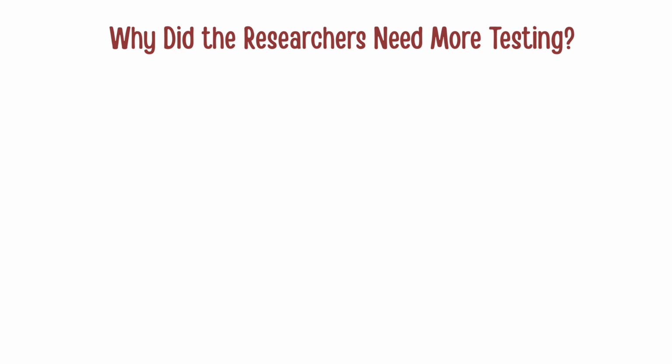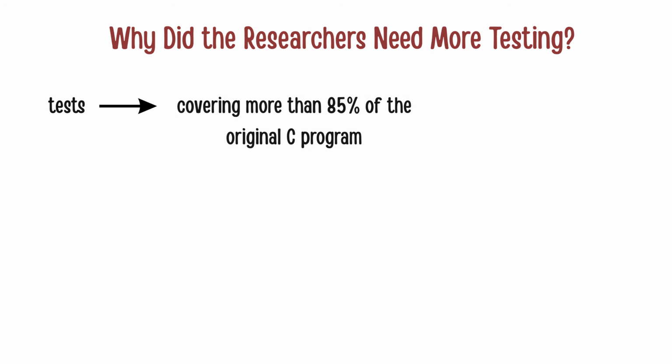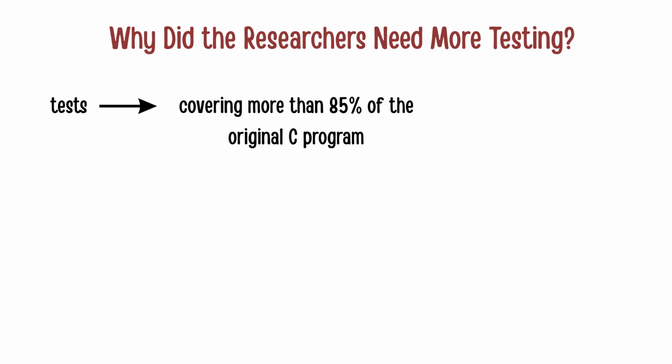Remember that the participants were responsible for creating their own test cases. Most participants created tests covering more than 85% of the original C program, and their final Rust translations passed those tests. But high code coverage doesn't necessarily mean that you've tested every important behavior. There could still be unusual inputs, corner cases, or combinations of conditions that the participants never considered.